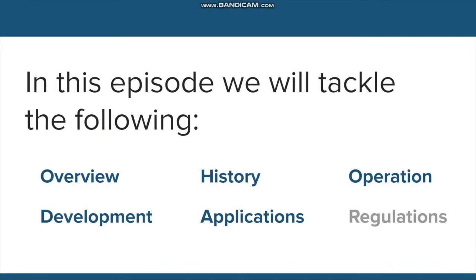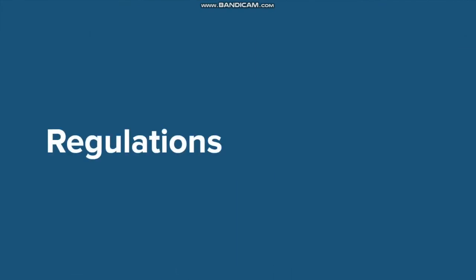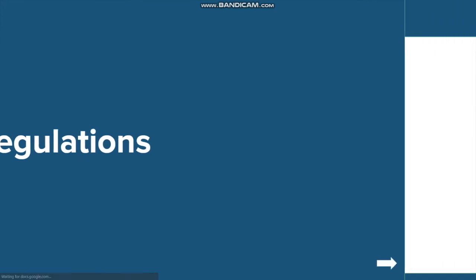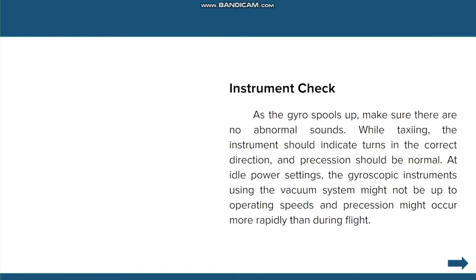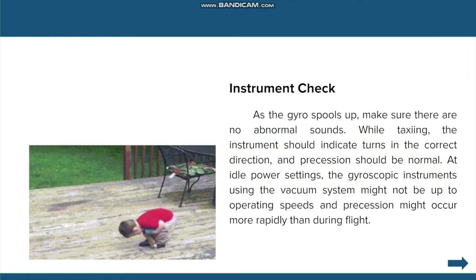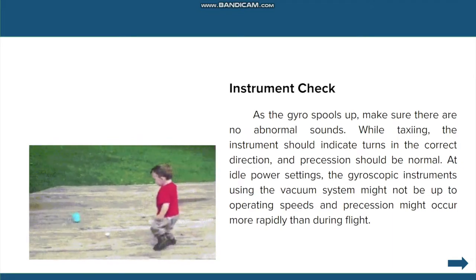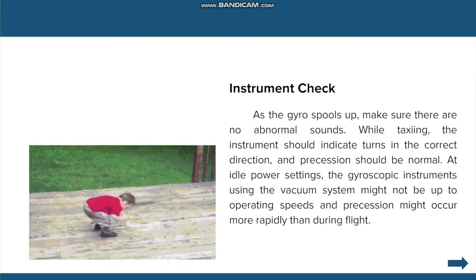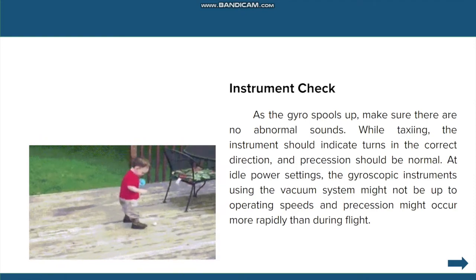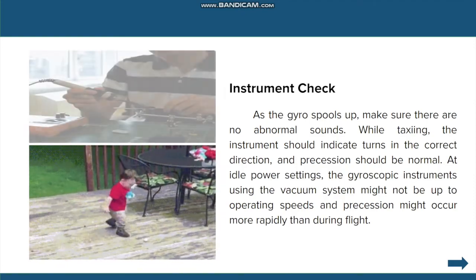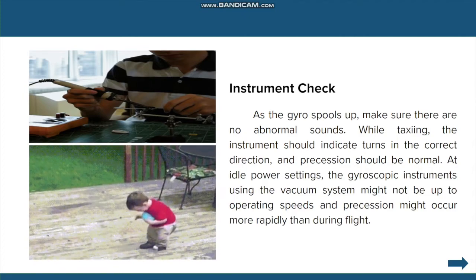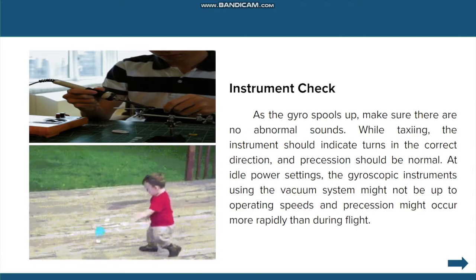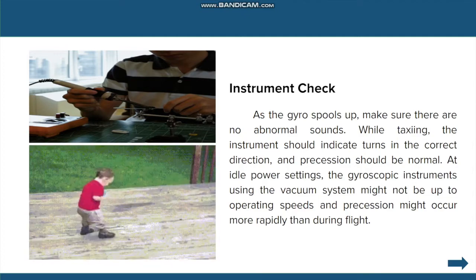Lastly, we have the regulations. The regulations of a heading indicator. We have instrument check. As the gyro spools up, make sure there are no abnormal sounds. While taxiing, the instrument should indicate turns in the correct direction, and precession should be normal. At idle power settings, the gyroscopic instruments using the vacuum system might not be up to operating speeds, and precession might occur more rapidly than during flight.